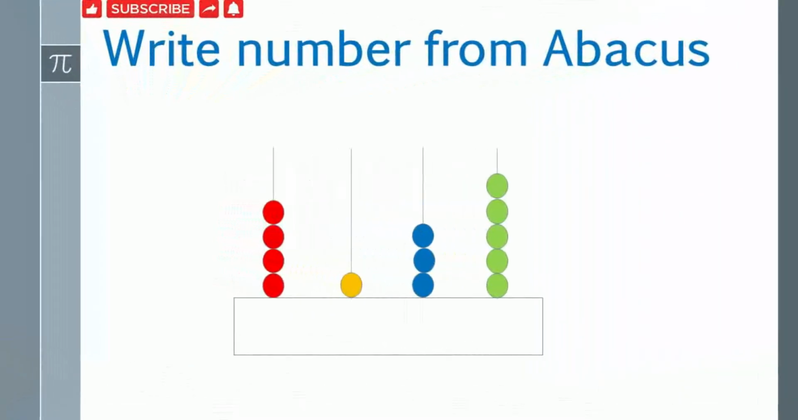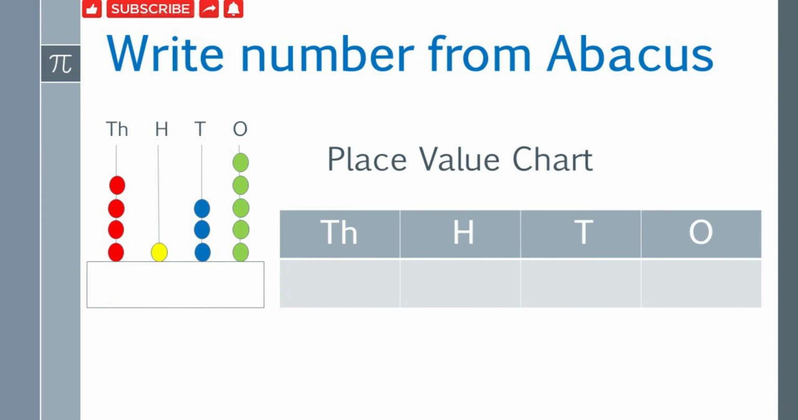Now children, let us learn how to write the number from an abacus. Here we have the abacus and we will start reading the value from the extreme right. Rightmost spike is ones, and then we have tens spike, hundreds spike, and the last is the thousands spike. Now let's make a place value chart to get the number from the abacus.